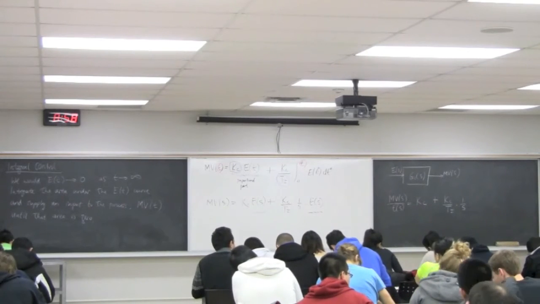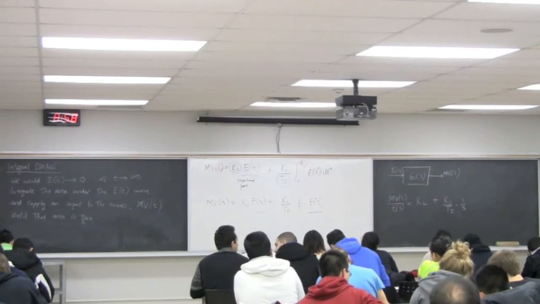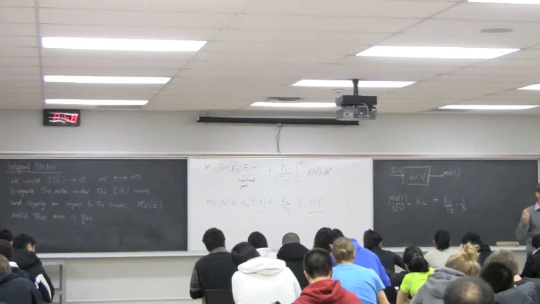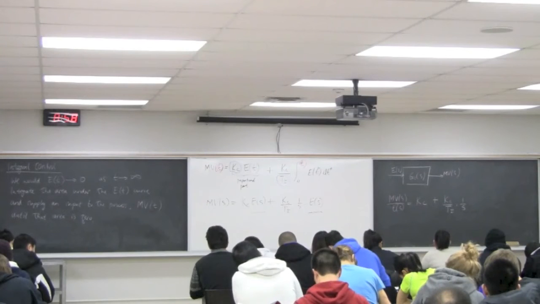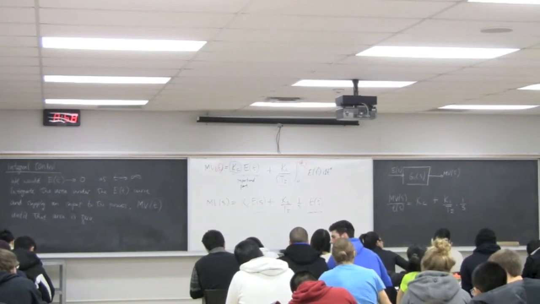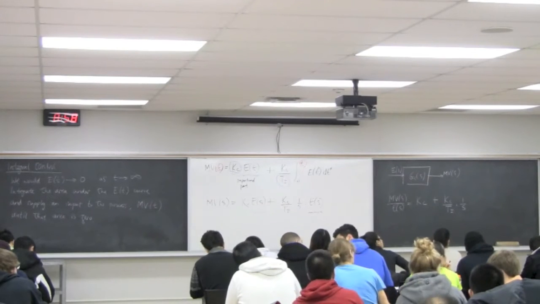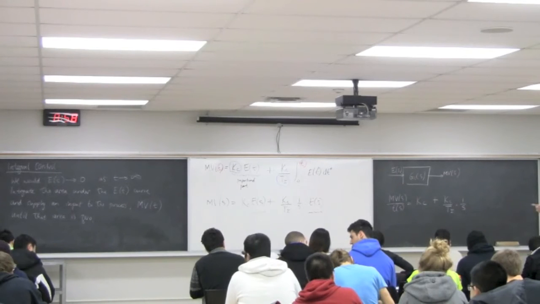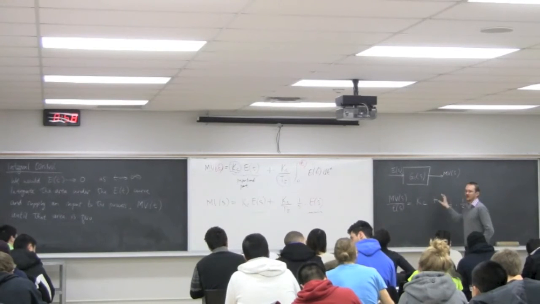Recall back a few weeks ago, what happens when we've got two units that are added together? What does that look like on a block diagram? We're comfortable with two units that are in series. We multiply them. Added units are in parallel on a block diagram.